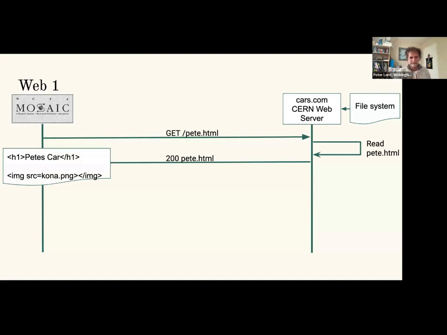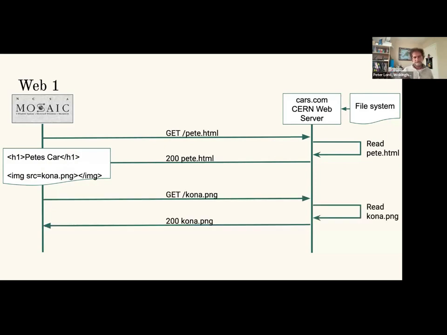Now, this file format is HTML, hypertext markup language, and consists of plain text with markup, giving hints to the browser of how to display it. In this case, we've got the text Pete's car, which is heading 1, so nice big and bold at the top. And we've got a reference here, which is an image. That's telling the browser that it needs to get that image in a second request to the server.